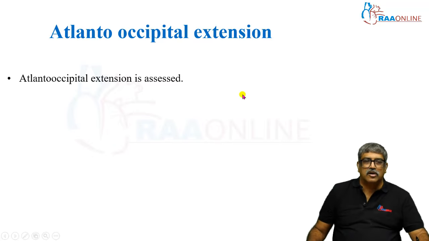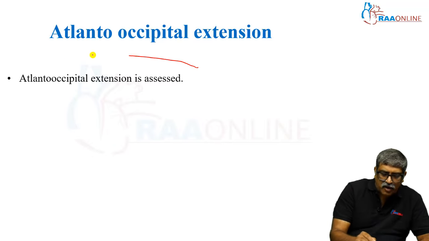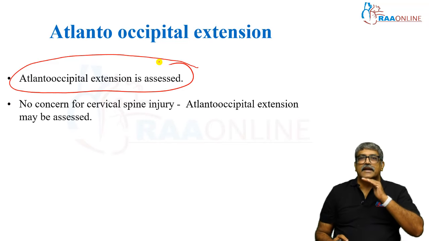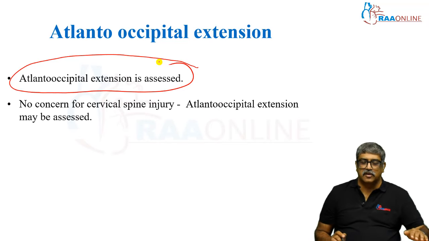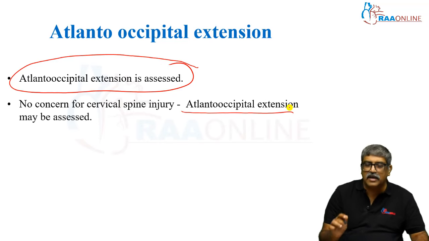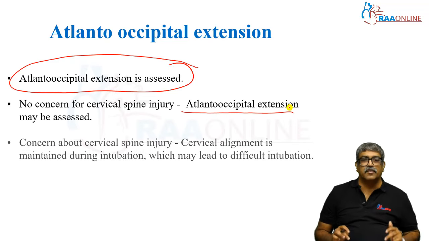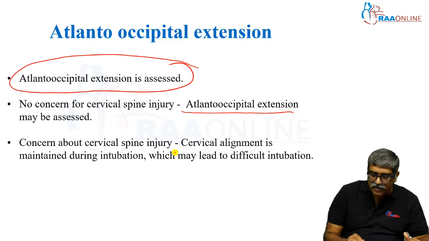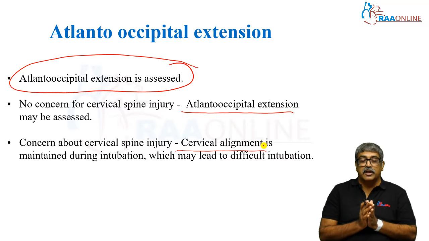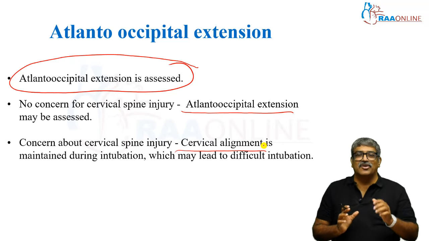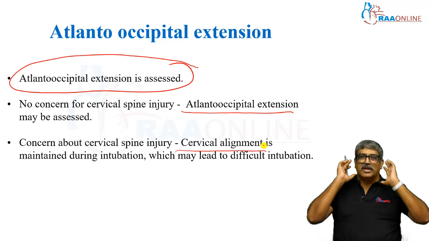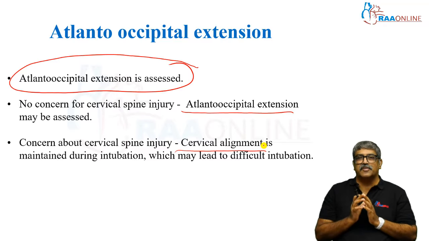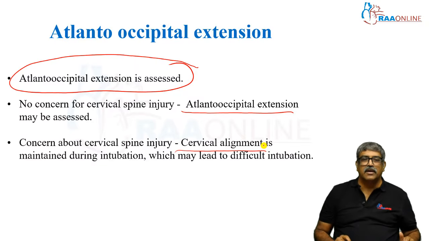Coming to atlanto-occipital extension, you have to assess the atlanto-occipital extension. In case there is no concern for cervical spine injury, your extension can be assessed. But if there is concern about cervical spine injury, the cervical alignment is maintained during intubation, which might lead to difficult intubation. Your extension is limited. You cannot extend because the patient has a cervical spine injury. Here the intubation can be difficult.